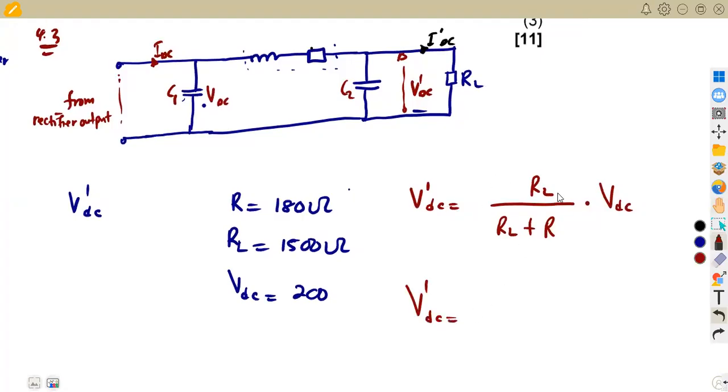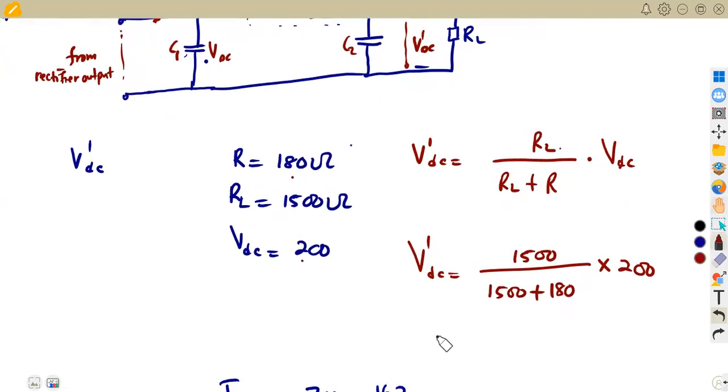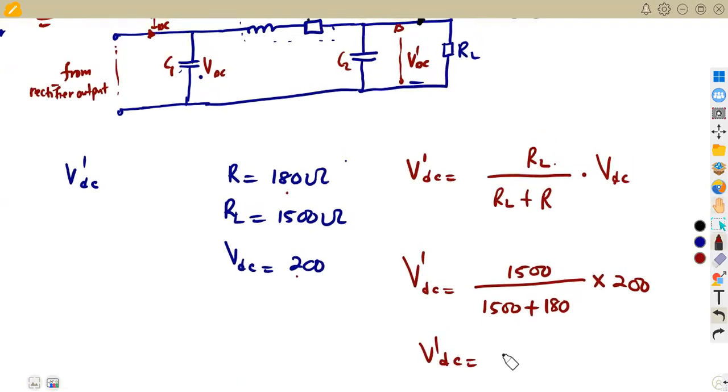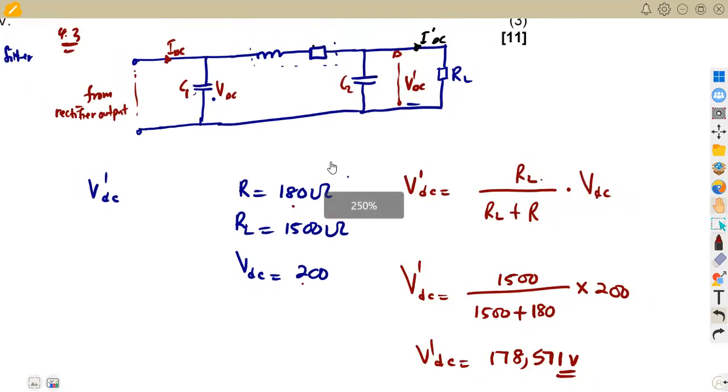Therefore, the output voltage is RL, which is 1,500, over RL plus R, which is 1,500 plus 180, times VDC, which is the input of 200 volts in this case. That's it. We are going to have our output, which gives us something like 178.571 volts. All right, so that is the application, 11 marks for that.